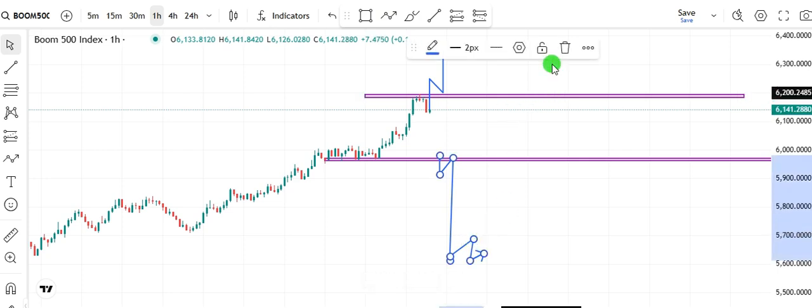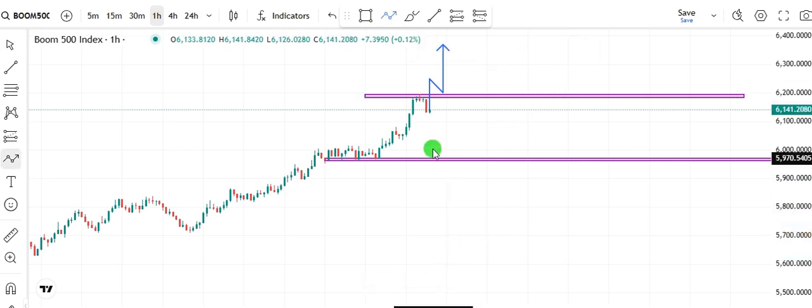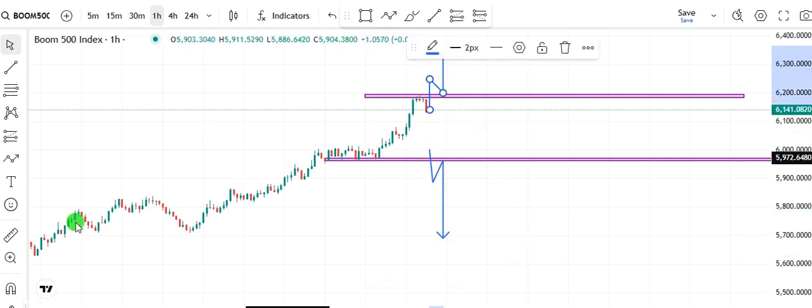So let me just delete this and mark it a bit clearer so that you don't get confused. I said a break below this, a retest of that, then I think of going short on that. But for me, I'm still more on the bullish side because this is already a bullish market. So I just prefer the market going above this, and of course testing it, for me to go long.